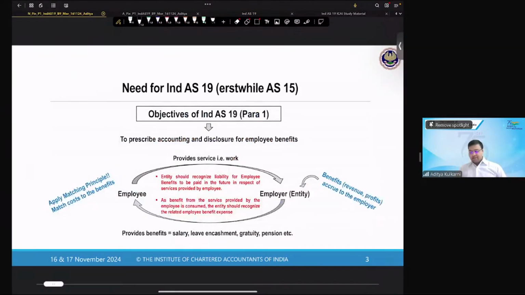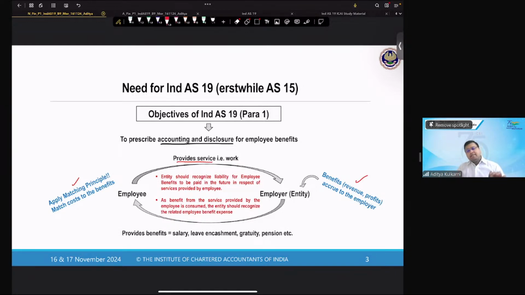Now, when we come to the topics of discussion, what are the objectives? The objective is very simple: to prescribe accounting and disclosure for employee benefits. What the standard seeks to provide is, as and when the employee provides services, see, the employee will do the work for the organization, so the organization gets certain benefits. Against those benefits, the standard tells you that you will have to match the cost. That is the whole intention of this standard. My cost, which I recognize in the P&L, should be in proportion to the efforts that the employee has put in that particular time period to generate benefits for the employer. Is it okay? Yes. All right.